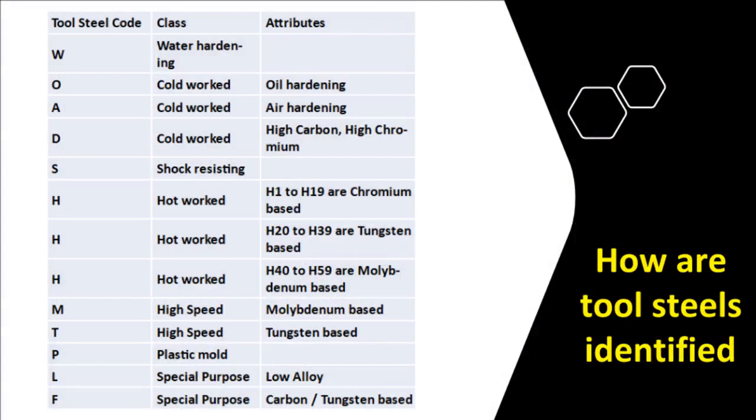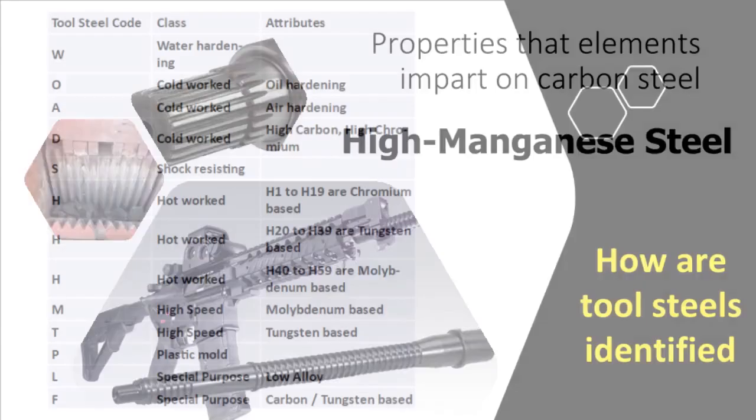What makes tool steels different than the carbon and alloy steels found in the SAE/AISI systems? Typically the amount of alloying elements is greater to provide special purpose characteristics. Properties that elements impart on carbon steel.